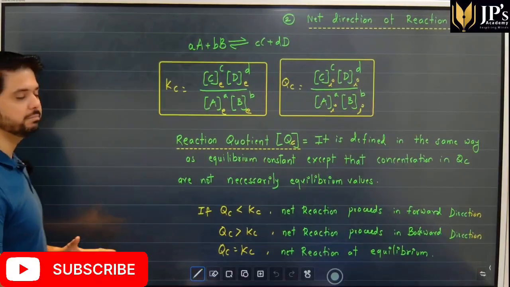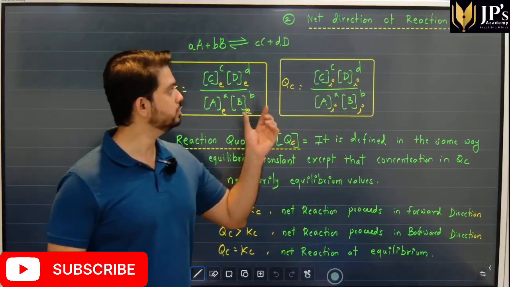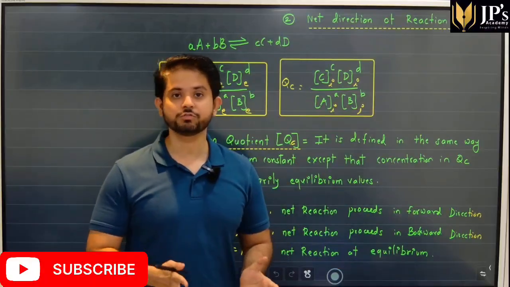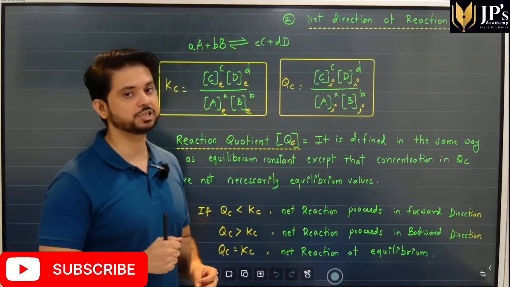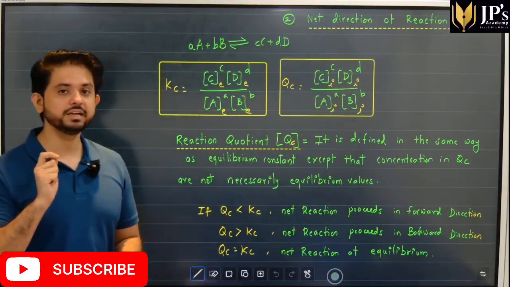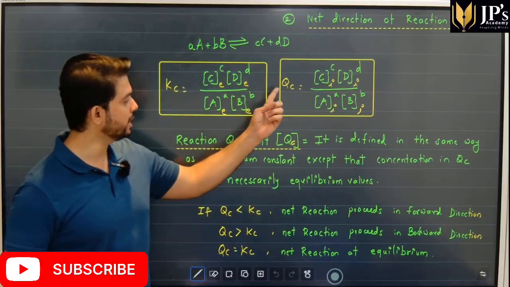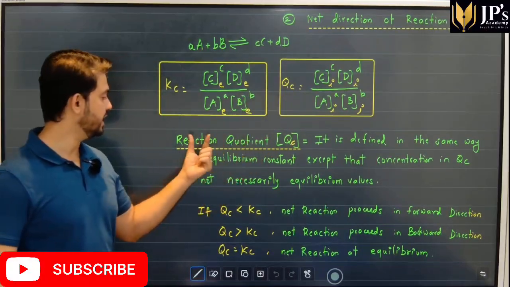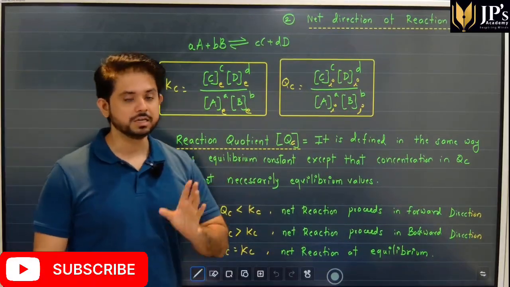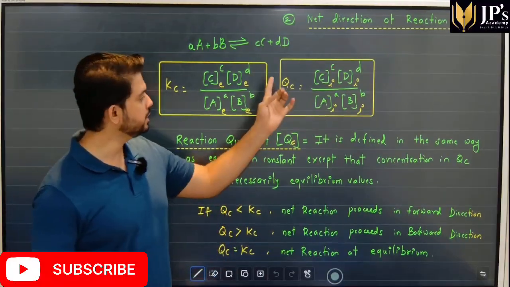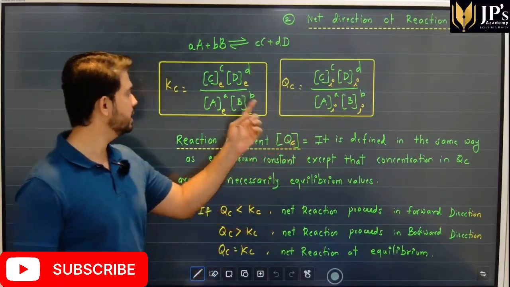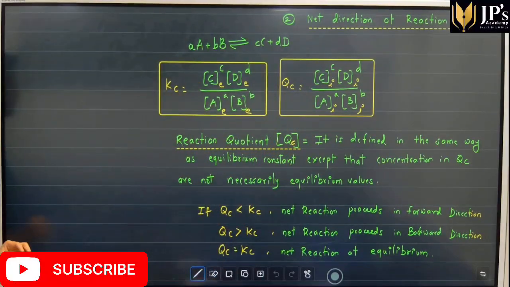The second important application is that it also helps us decide the direction of reaction, in which direction the reaction is moving. For that, students, we need a very important parameter called QC, the reaction quotient. Let's understand the difference between QC, reaction quotient, and Kc, equilibrium constant.